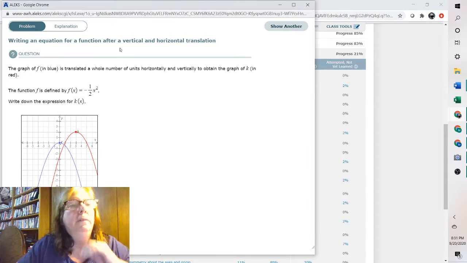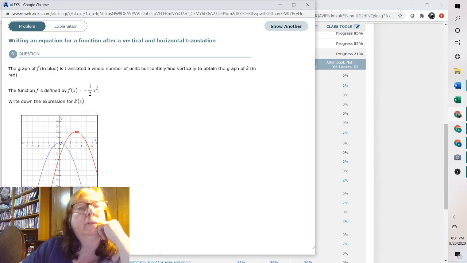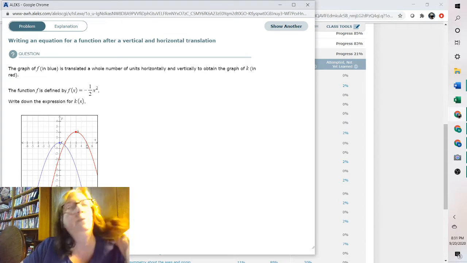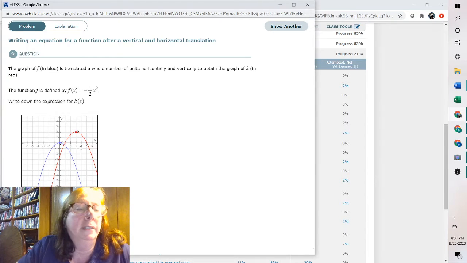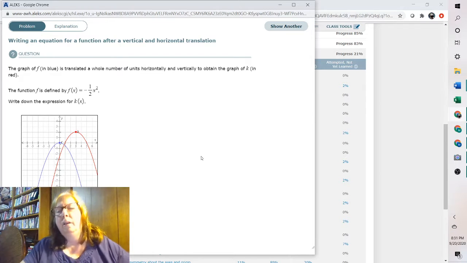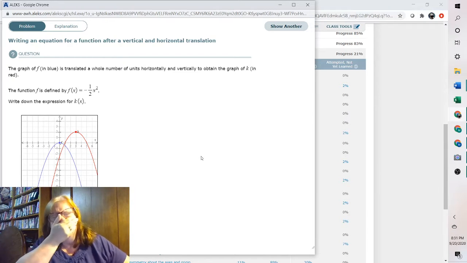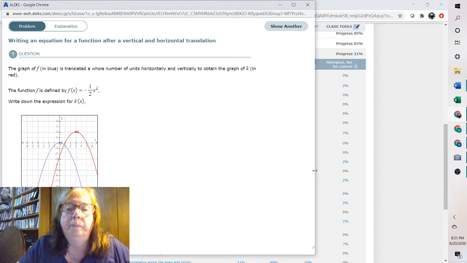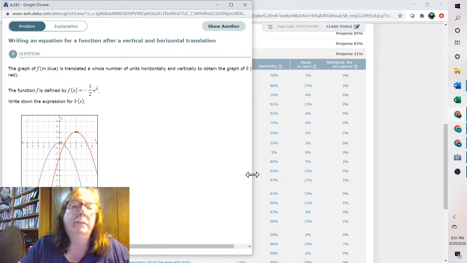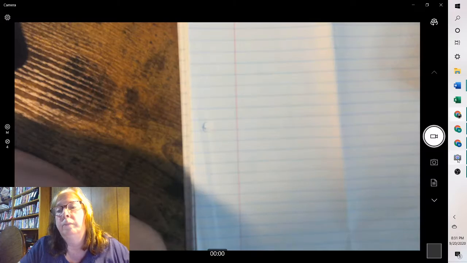Writing an equation of a function after a vertical and horizontal translation. Okay, so remember when you're moving right and left, it's opposites of the sign. Up and down is same as the sign. So we've done the graphs. Now we're going to work backwards.